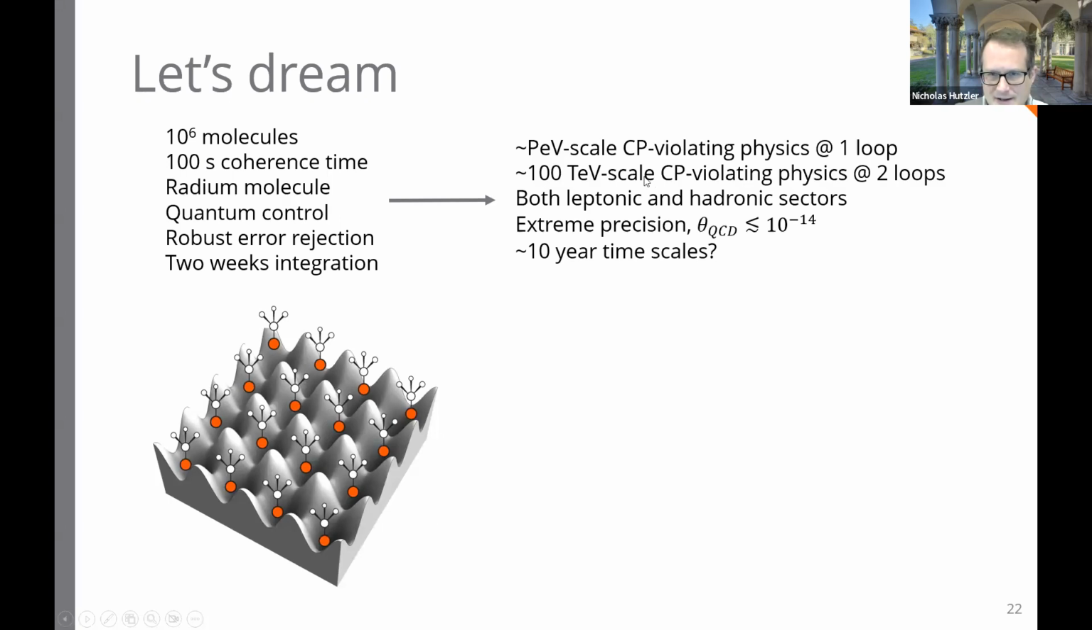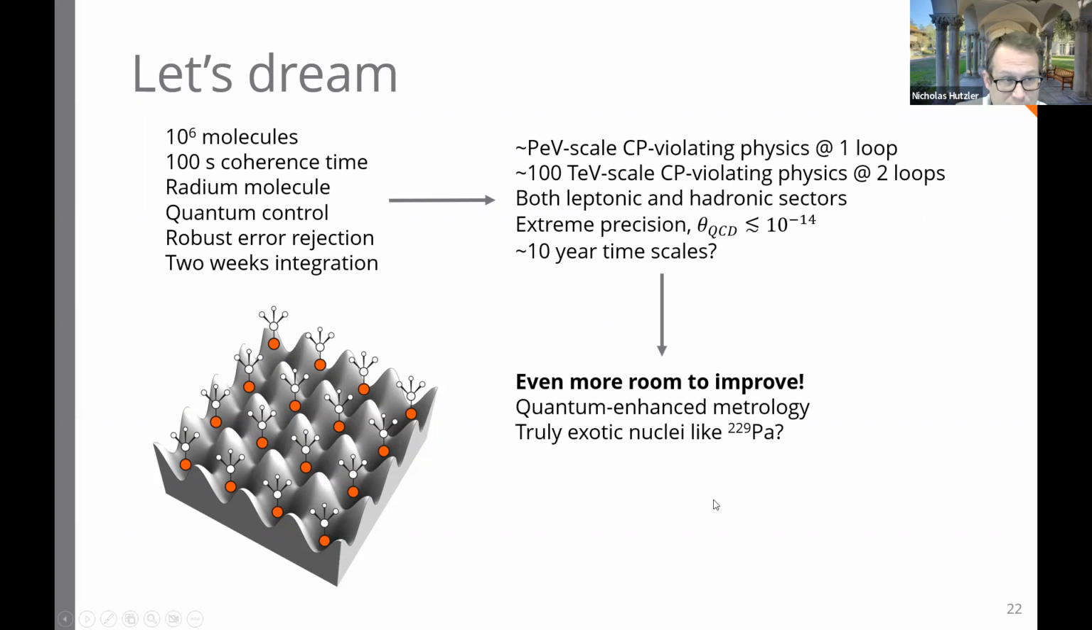That would give you access to PeV scale physics, or 100 TeV scale physics even at 2 loops, in both the leptonic and hadronic sectors. So looking at things that couple to electrons and quarks, you could beat the strong CP parameter limits set by the neutron EDM experiments by orders of magnitude. And you could do this experiment in, I don't know, 10 years, 15 years. So it seems exciting that there's a realistic pathway to get these very dramatic improvements, by leveraging the types of neat tricks you can play with molecules.